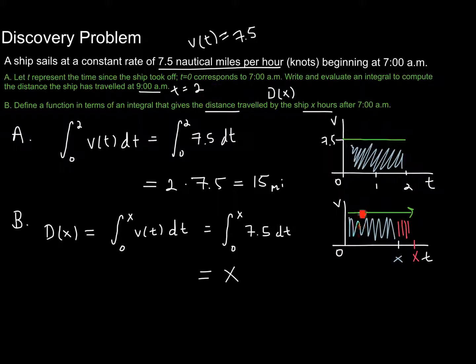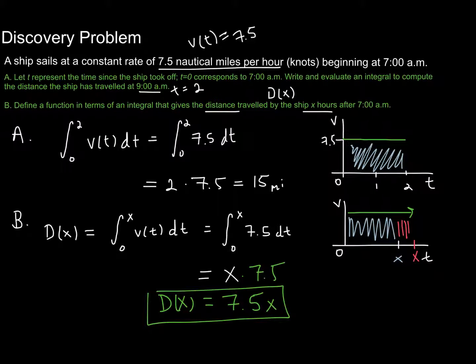The height of the rectangle is always going to be 7.5, so I'm going to multiply by 7.5. And what I can see here is that the function for the distance traveled by the ship is just going to be 7.5 times x. So representing this as an integral will help me understand what I'm doing, and then evaluating the integral will help me write this function in an easy-to-utilize format. Okay? This is what's called an accumulator function, because we're accumulating the area underneath our curve.